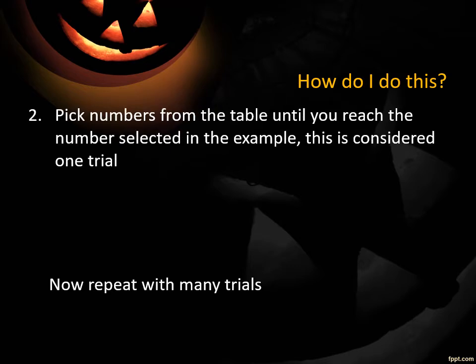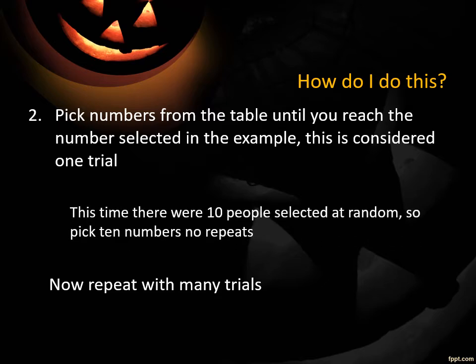So we're going to pick numbers from the table until you reach the number selected in the example, and this is considered one trial. So in the example that I just set forth, there were 10 people randomly selected from the TSA, and 0 of them were first class. So we had 10 people selected. So we want to take our random digits table and look, okay, I'm going to look for 10 numbers. When I find those 10 numbers, I'm going to see which of those numbers are going to represent first class.